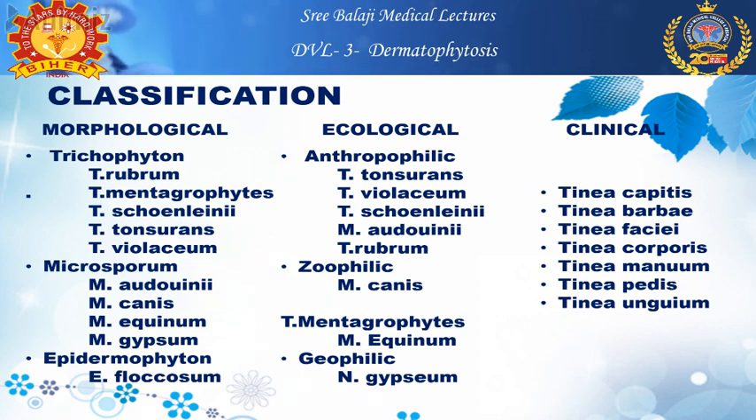Another mode of classification is the clinical classification. Depending on the body area which is involved, we can classify them as tinea capitis, which involves the scalp hair and is commonly seen in children, and tinea barbae, which affects the beard region of males. Tinea faciei is a dermatophyte infection of the non-hairy region of the face. Tinea corporis involves the glabrous region of the body. Tinea manuum involves your palms. Tinea pedis involves your soles. Tinea unguium is dermatophytic infection of the nails.